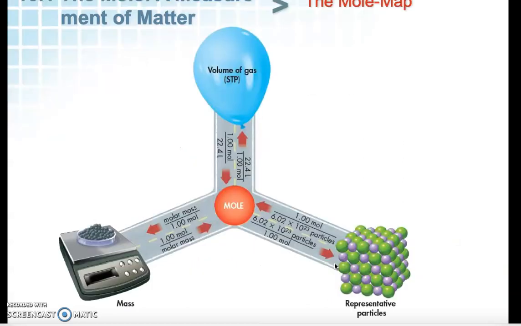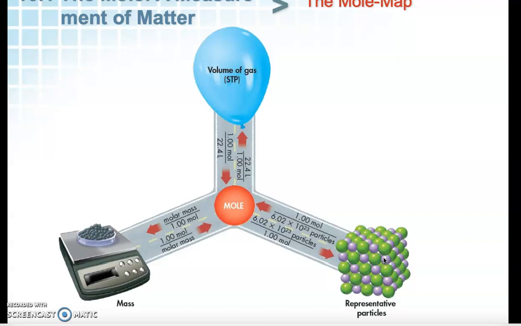Okay, so here's a picture of the mole map. The mole map essentially has 3 legs: 1, 2, 3. So we're going to look at the representative particle side. Our goal is to be able to utilize the mole in order to do one of the major steps, which is called stoichiometry. We have to be able to get whatever number we're given, whatever kind of unit it is, and be able to place it into moles. Therefore, we can use it later on.